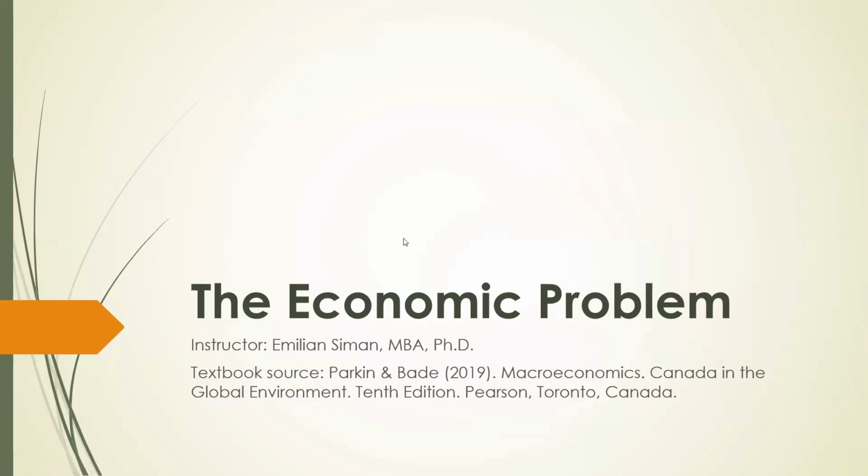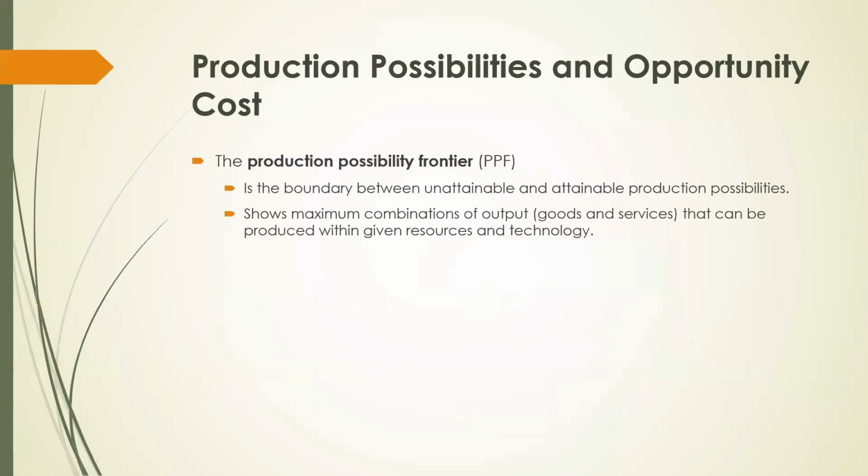So economic problem is our next activity. And so production possibilities and opportunity costs. The production possibilities frontier is the boundary between unattainable and attainable production possibilities. It shows maximum combinations of output, goods, and services that can be produced within given resource technology.